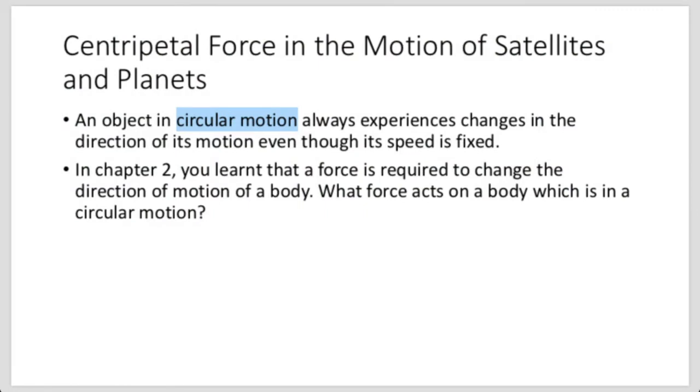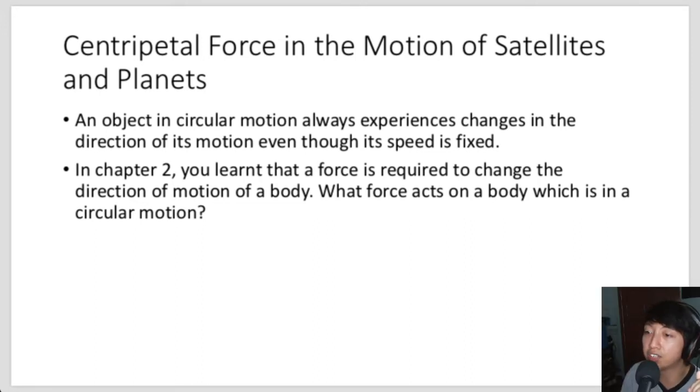Alright, so an object in circular motion, circular motion meaning going around something. Oh, I forgot to change to the lecture, sorry. An object in circular motion always experiences changes in the direction of its motion, even though its speed is fixed. That's the important thing. It always experiences change in the direction of the motion because of the gravity. The gravity is slowly changing the direction, even though the speed is fixed.